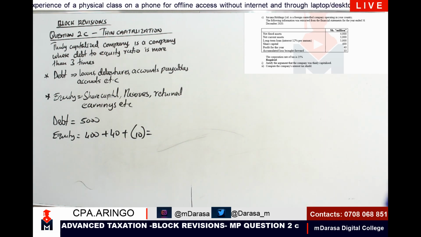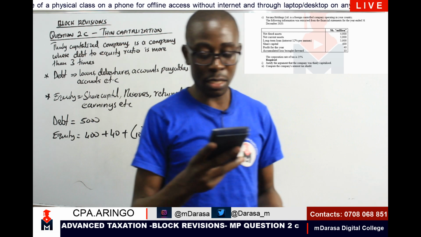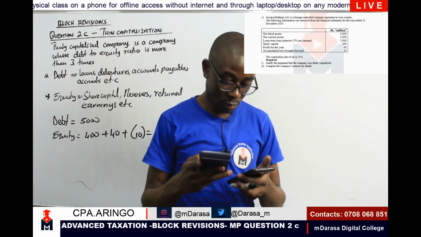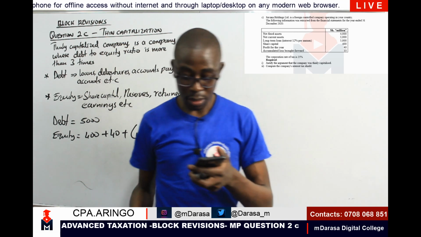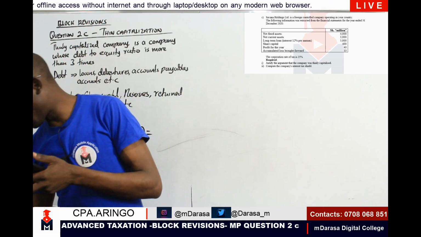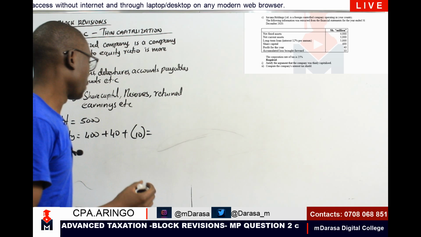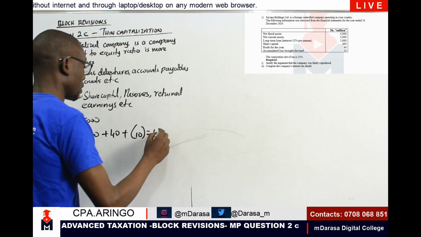If we sum it up, we are talking of 400 plus 40 minus 10. I'm getting a figure of 430.